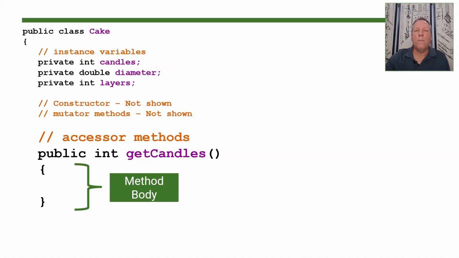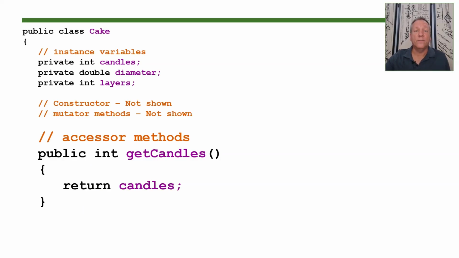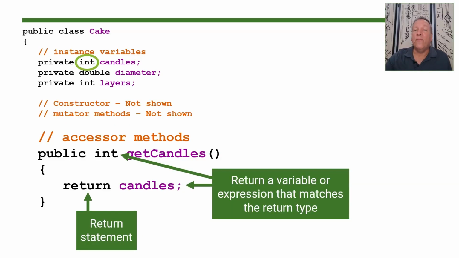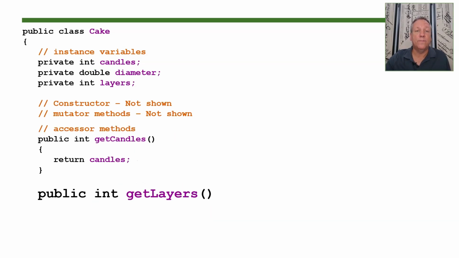So what do we want our method to do? Typically, an accessor method returns information about the object. In this case, we want it to return the number of candles. So we'll write return candles. A return statement will deliver a variable or expression, in this case our instance variable, candles, to wherever this method was invoked from. Notice that the variable or expression that we are returning has to match the return type in the method header. In this example, they are both int values.